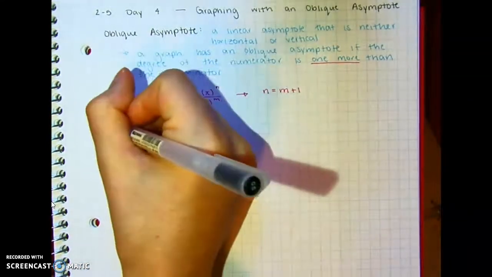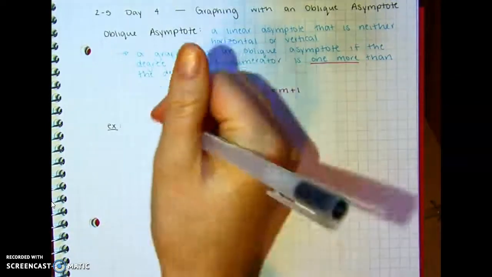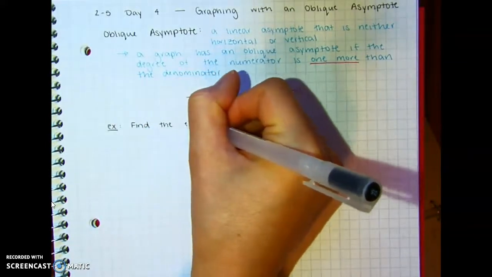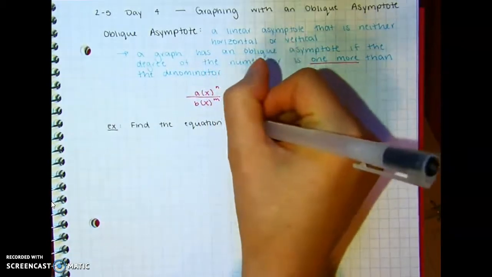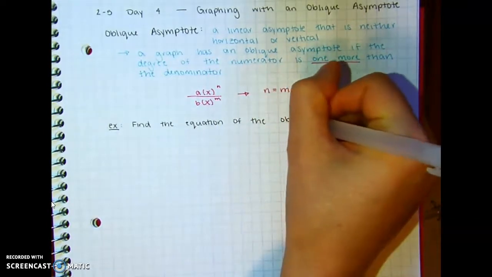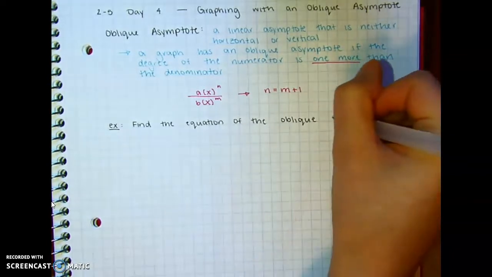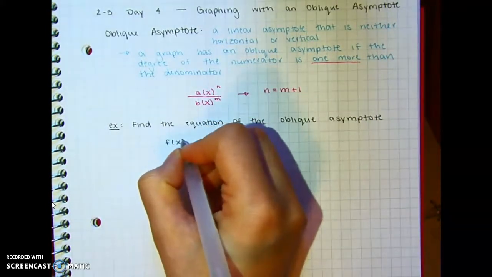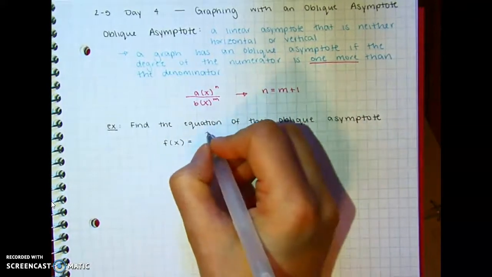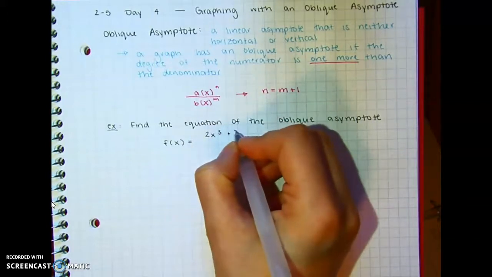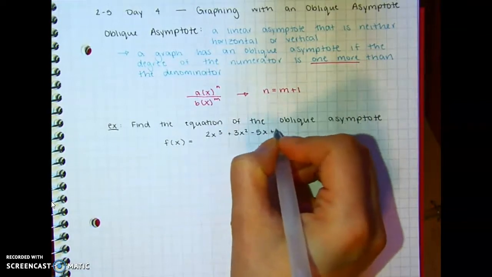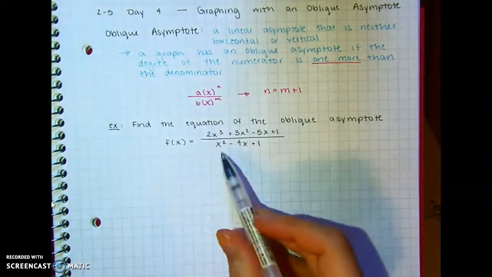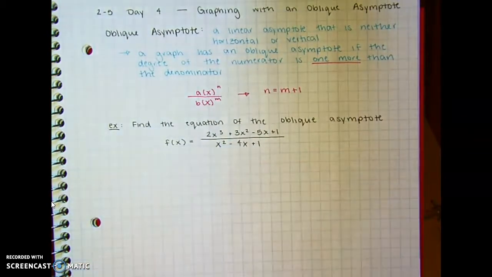So to find the asymptote, you need to do long division. Find the equation of the oblique asymptote. So here's our function f of x. The numerator is 2x cubed plus 3x squared minus 5x plus 1. And my denominator is x squared minus 4x plus 1. So the degree of the denominator is 1 less than the numerator, so there is an oblique asymptote.